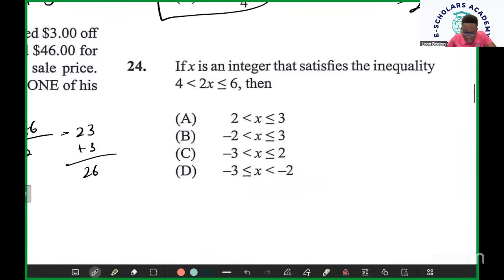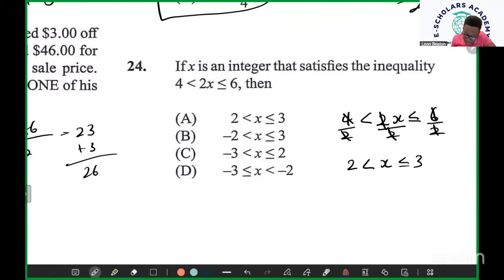So if x is an integer that satisfies the inequality 2x is greater than 4, but less than or equal to 6. What we basically got to do is divide everything by a common factor. Divide everything by 2, my bad. So divide this by 2, this by 2, and this by 2. 4 divided by 2 is 2. This will cancel out, so we're left with x. 6 divided by 2 is 3. So the answer here is the first one, A.